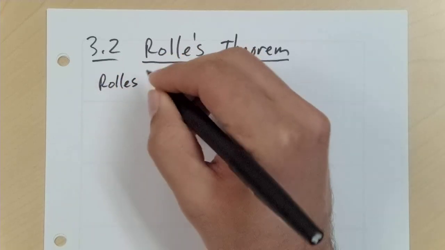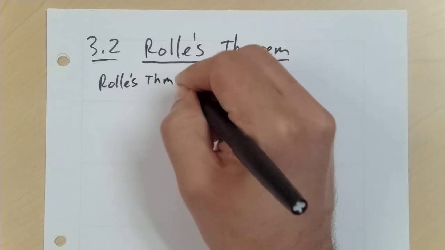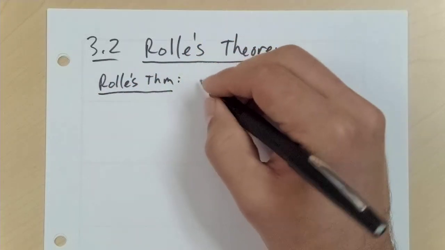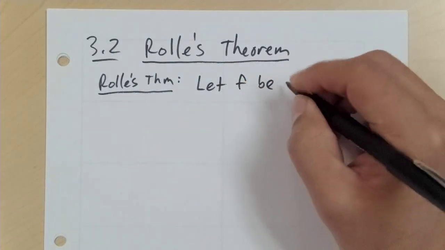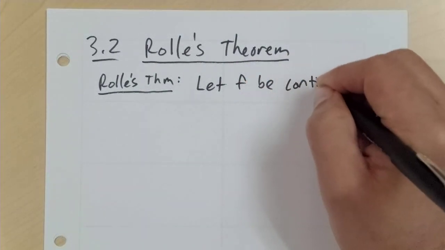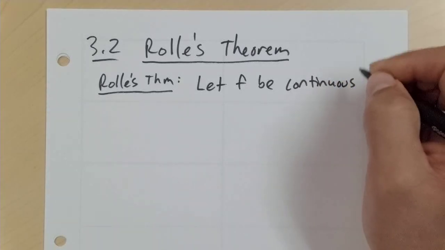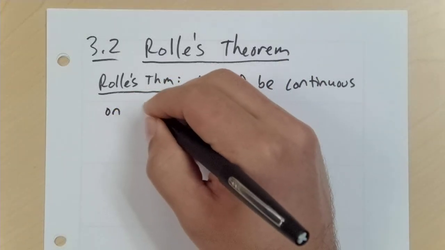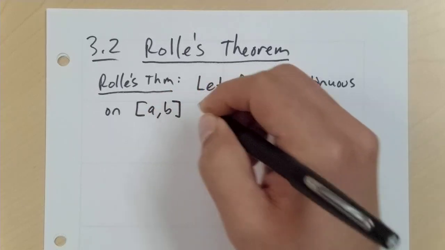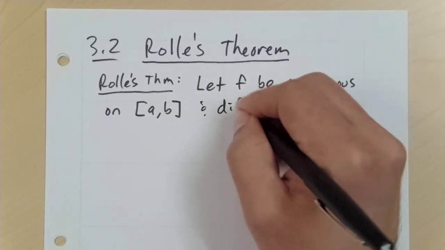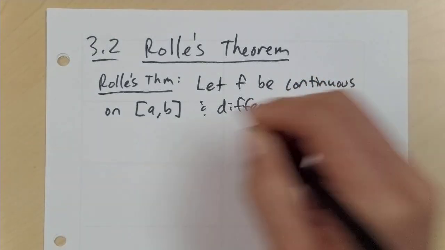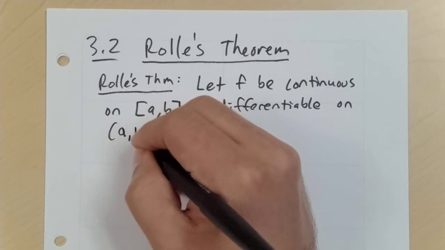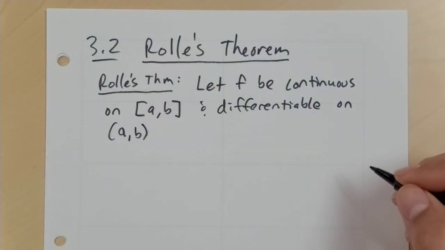So the theorem itself states that first we're going to have f, and if f is continuous, so let f be continuous on a closed interval from a to b, and differentiable on an open interval that corresponds to a and b. Okay, so it's the same setup as the mean value theorem.